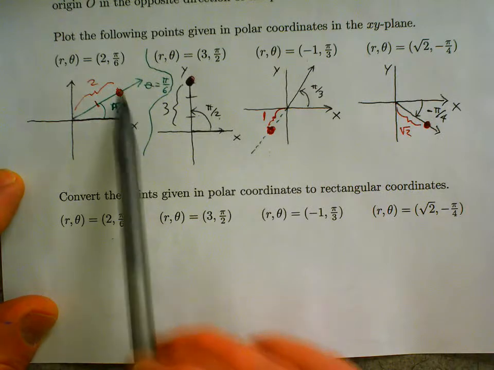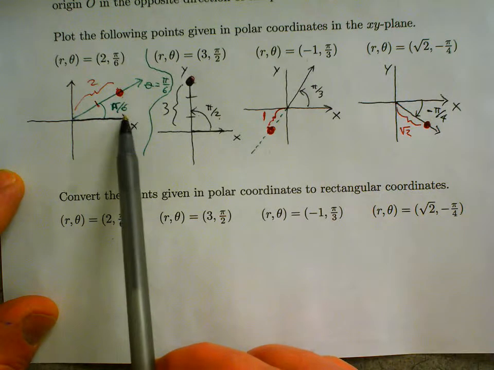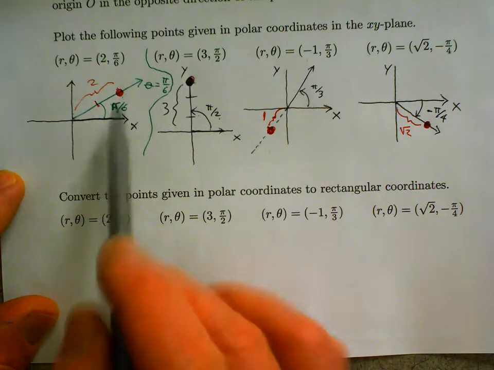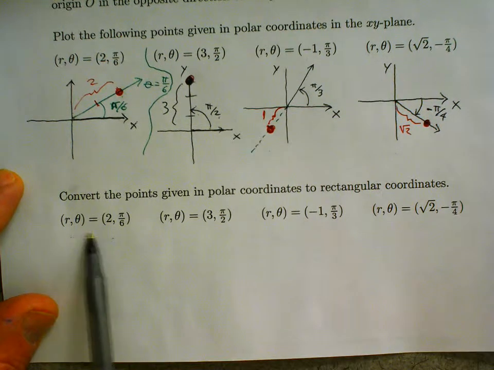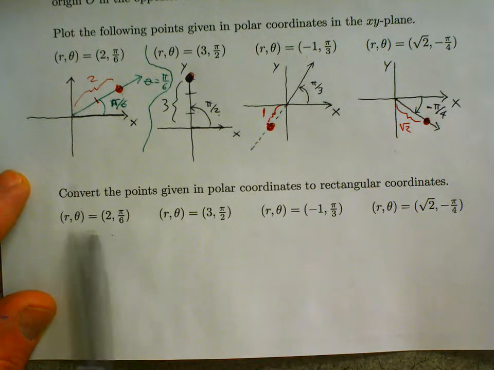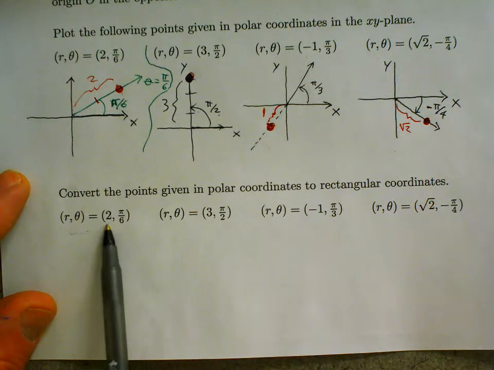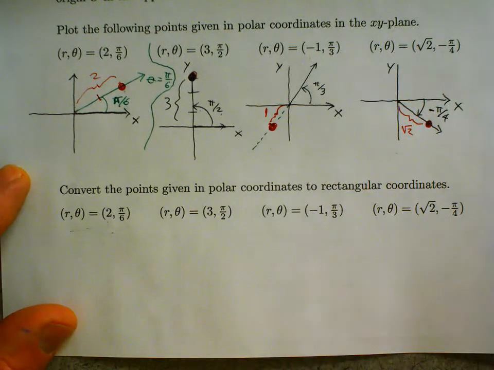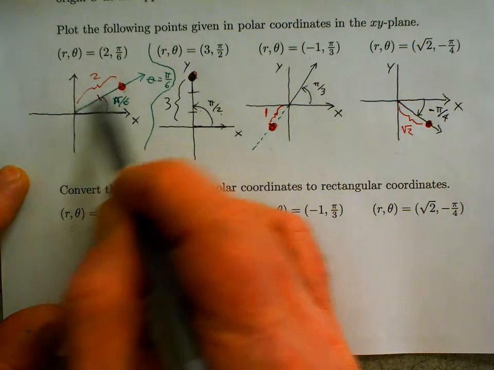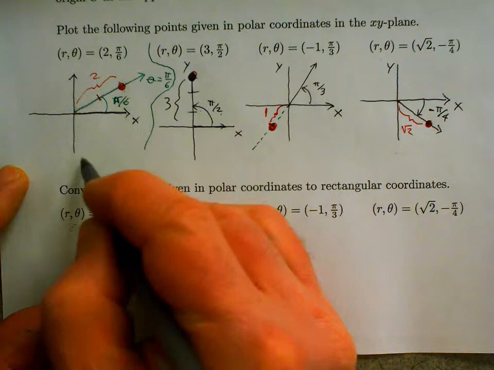So I'll just redraw the right triangle. We want to convert the polar coordinates (2, pi over 6) to rectangular coordinates. We're going to use this right triangle.